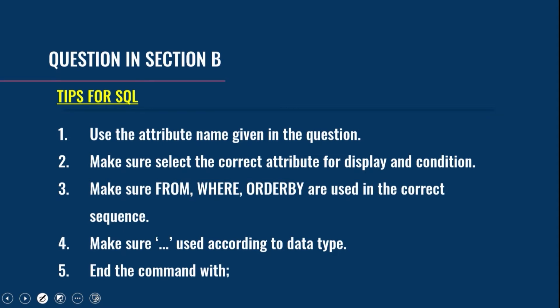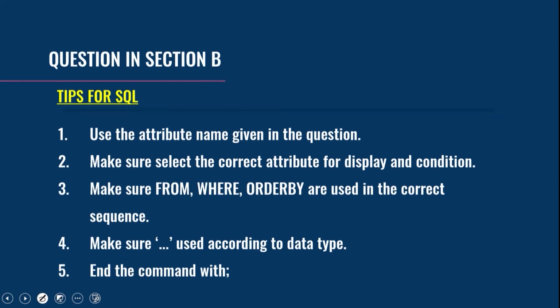And then number 3, make sure when you write the coding, from, where, order by are used in the correct sequence. Meaning you write from first, followed by where, and then followed by order by. If you change the order, it will be a syntax error. And then make sure to write codes correctly for certain data types. Usually the codes will be written for varchar or char. If your data is integer type, don't write in quotes. It's wrong. And finally, you must write a semicolon at the end of your command.